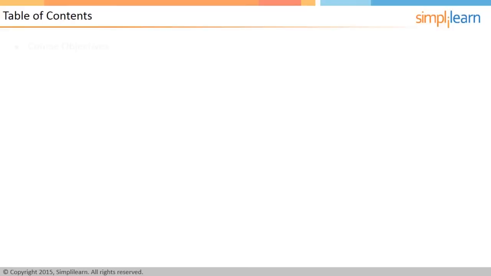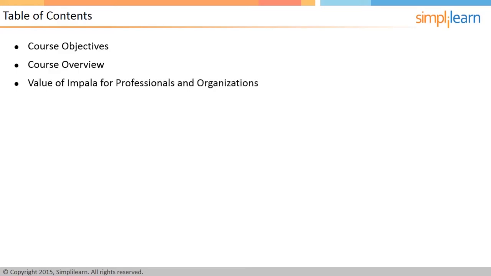We will start with the course objectives that describe what you will be able to do by the end of the course. Next, the Impala course overview is discussed, which will give you a strategic understanding of the course. Next, the value of this course to professionals, as well as to organizations, is discussed in detail. Following this, some other details on prerequisites for the course are covered. Finally, the lessons covered in this course are listed.